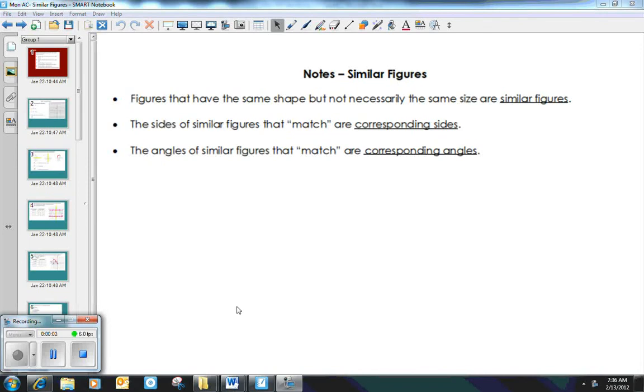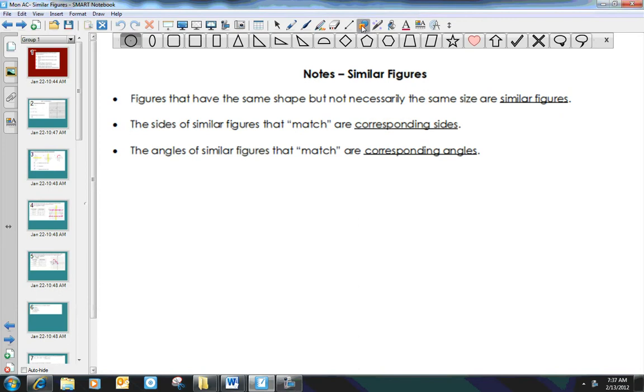We're talking today about similar figures. Similar figures are figures that have the same shape, but they're not necessarily the same size. Okay? So they're both triangles. They both have exactly the same angle measurements, but maybe one side is proportionally larger or smaller than another.